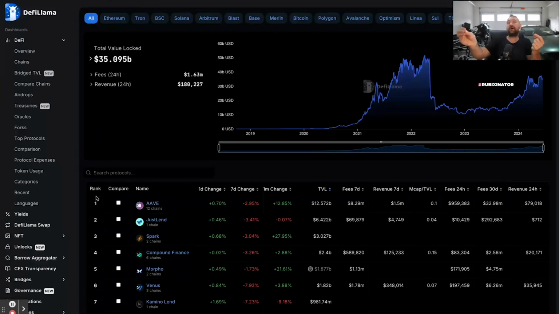Plus, that gives you dry powder. It gives you assets that you can liquidate quickly and then use them to actually get back into the markets when there's pullbacks, which, well, there's many pullbacks because we're in crypto.